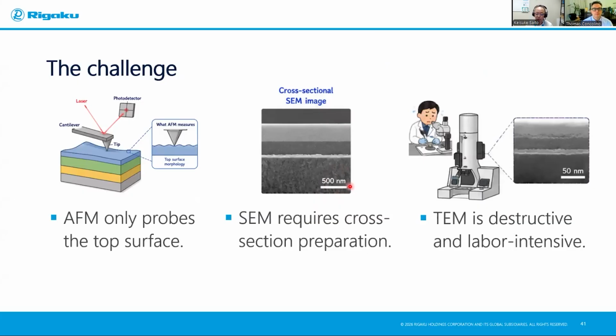How about transmission electron microscopes? It is destructive, meaning your sample might be gone after the measurement. It is also labor intensive, and a lot of labor is required, even though the resolution might be much better than SEM and might be sufficient to determine the thin film thickness.